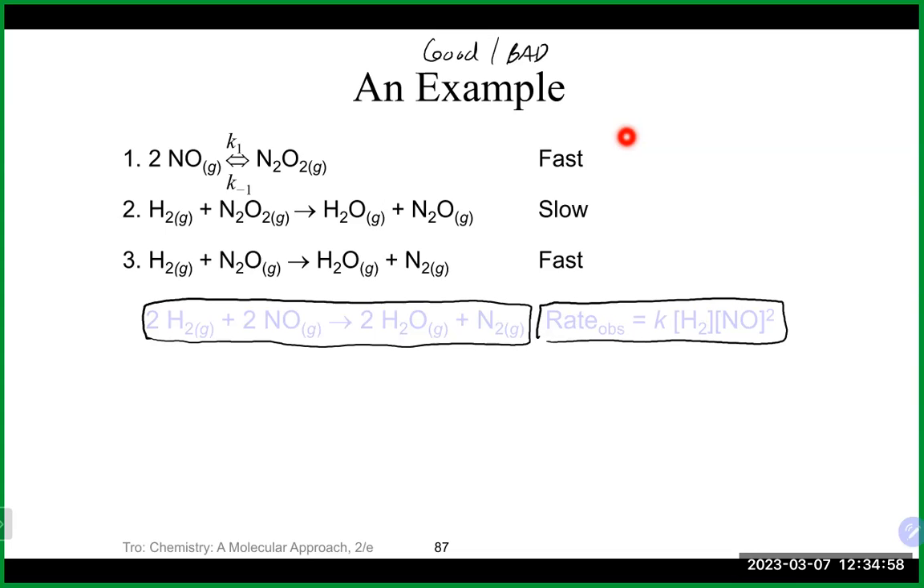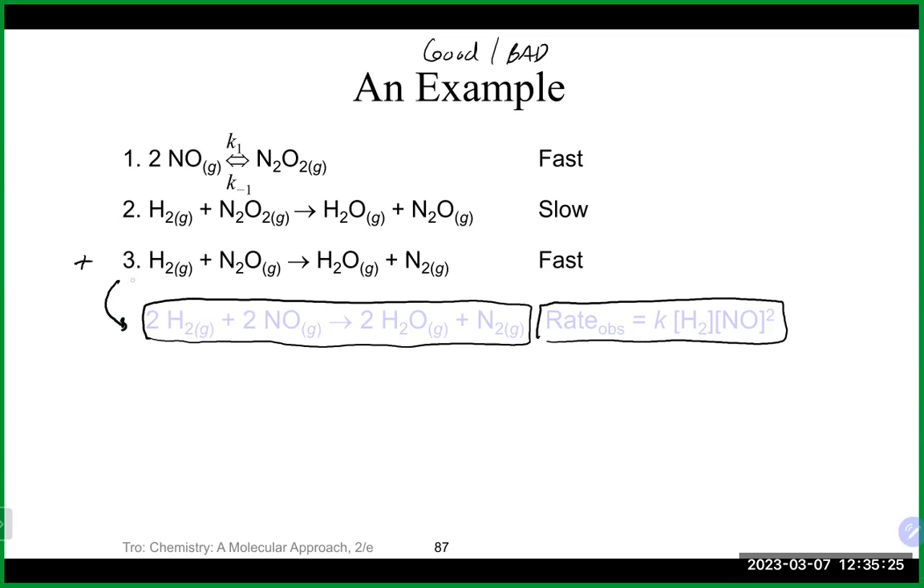So we want to use this mechanism to help us determine, is it a good mechanism or bad mechanism? So remember, in this type of problem, there's really two things that we want to look at. We want to look at when we add up all these steps, do we get this reaction? So when we put all these guys together, do we get that reaction? So we'll start there to make sure.